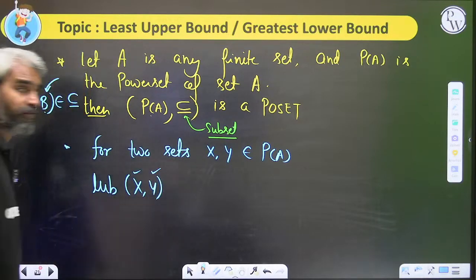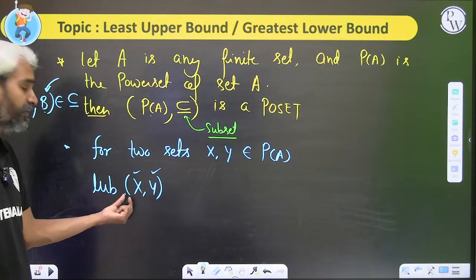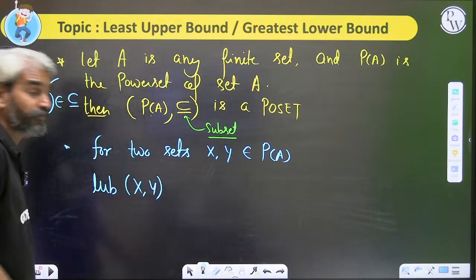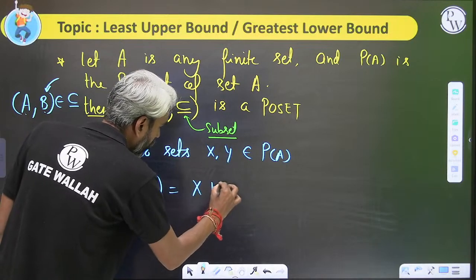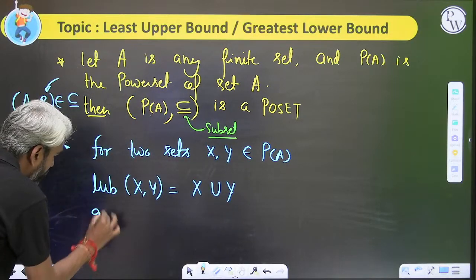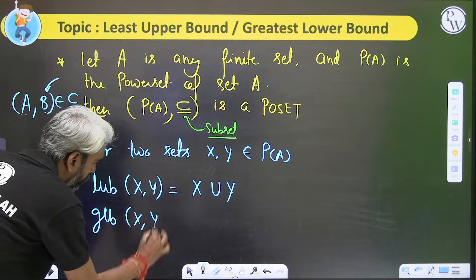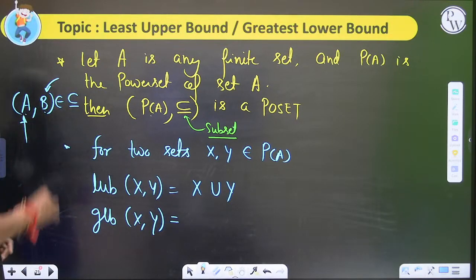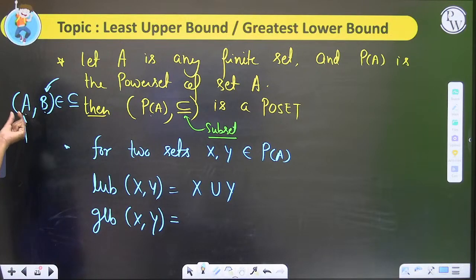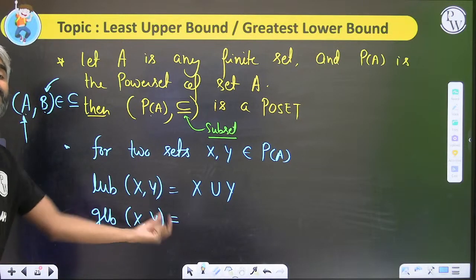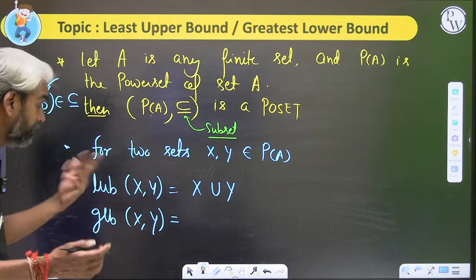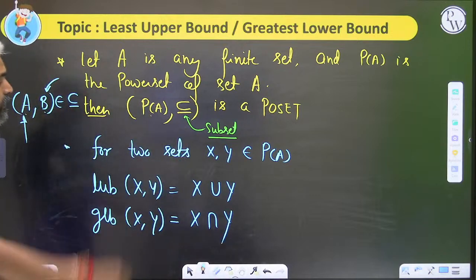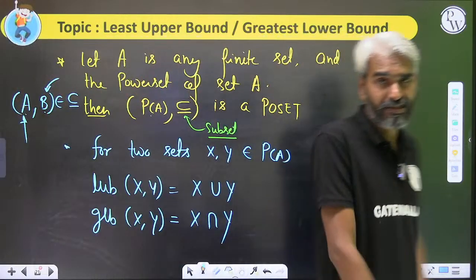So if we are looking at the upper bound, then we are looking for a set which is superset of x as well as superset of y, and it is the smallest one. So the smallest superset of x and y will be nothing but the union of x and y. Similarly, the greatest lower bound of x and y will be what? So we are looking at the lower side. So the greatest lower bound of x and y will be nothing but a set which is a subset of x as well as a subset of y, and it is the largest one. Sir, the largest subset of x and y will be the intersection of x and y.